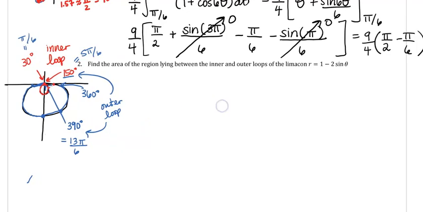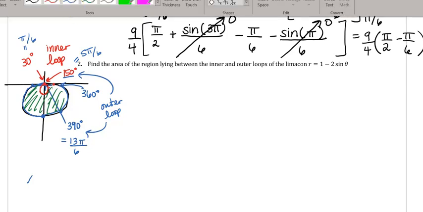So now, thinking big picture, if we're looking for the area that is in between the inner and the outer loop, what we need to do is find the area in the outer loop and then subtract from it the area in the inner loop. So I'm going to begin by finding the area in the inner loop.